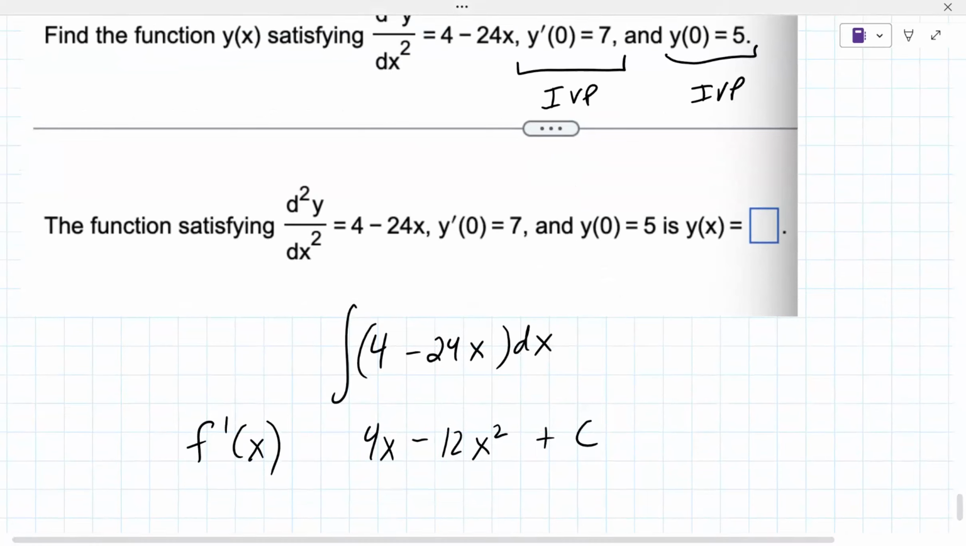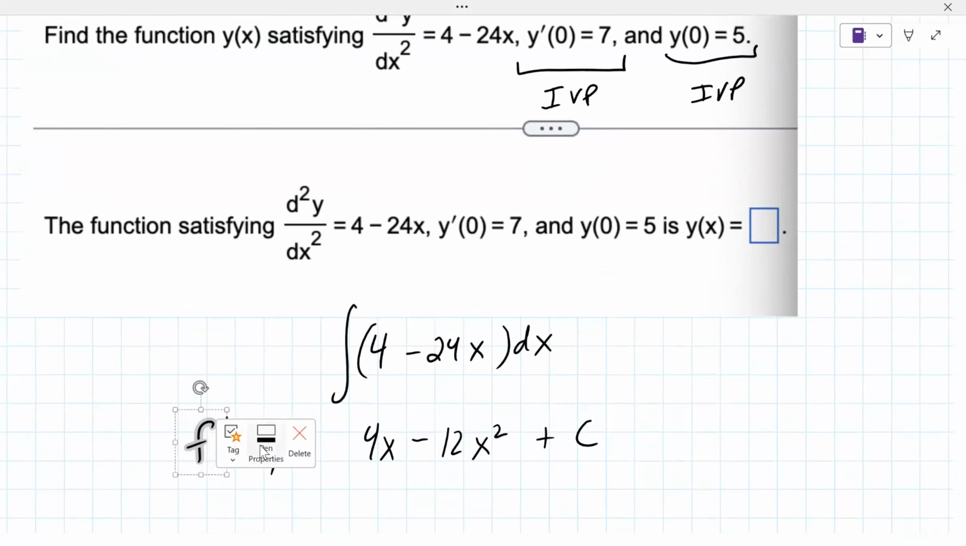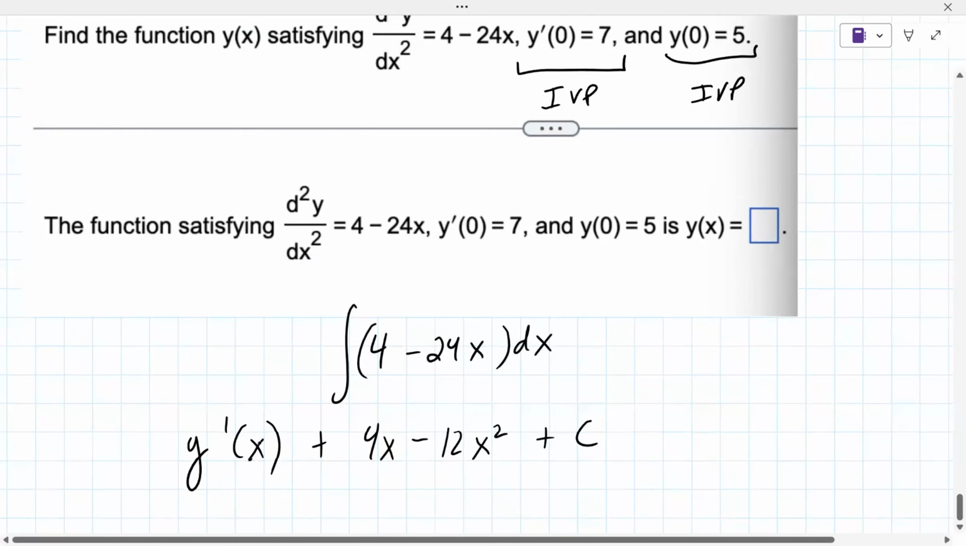Actually, I should use the right notation here. Y prime. Am I just taking the derivative, or am I finding the antiderivative? You're finding the antiderivative, still. But we have to find C. So we do that with this first initial condition up here.